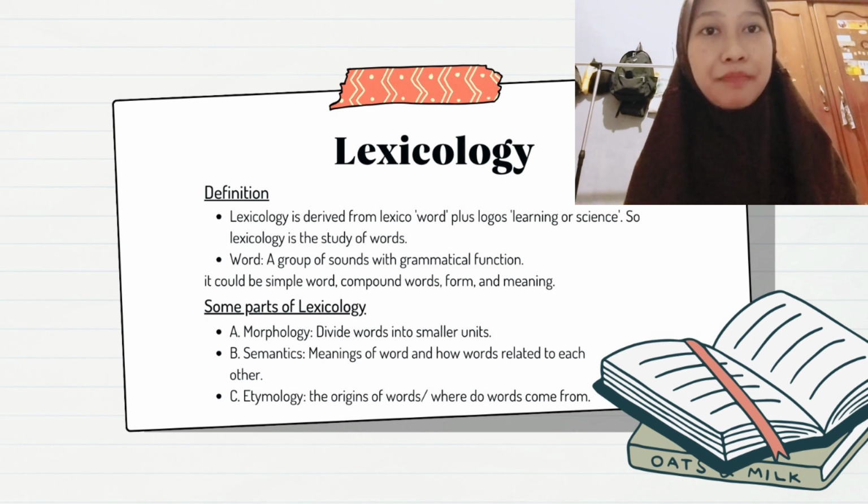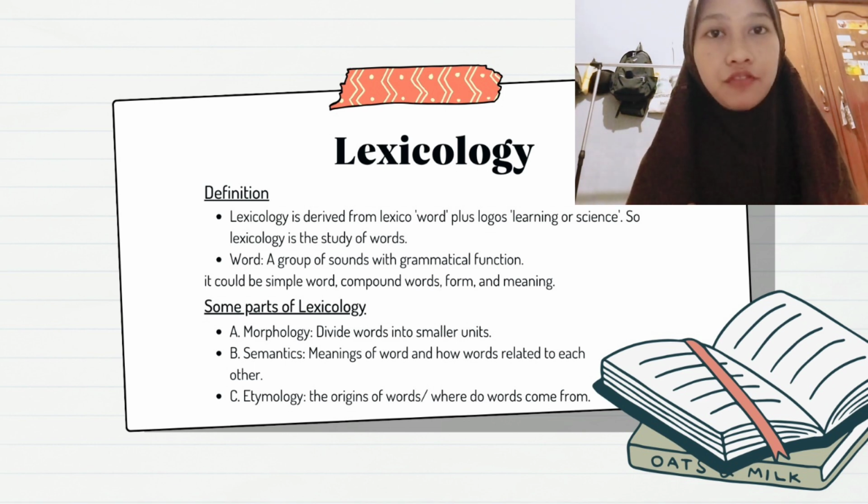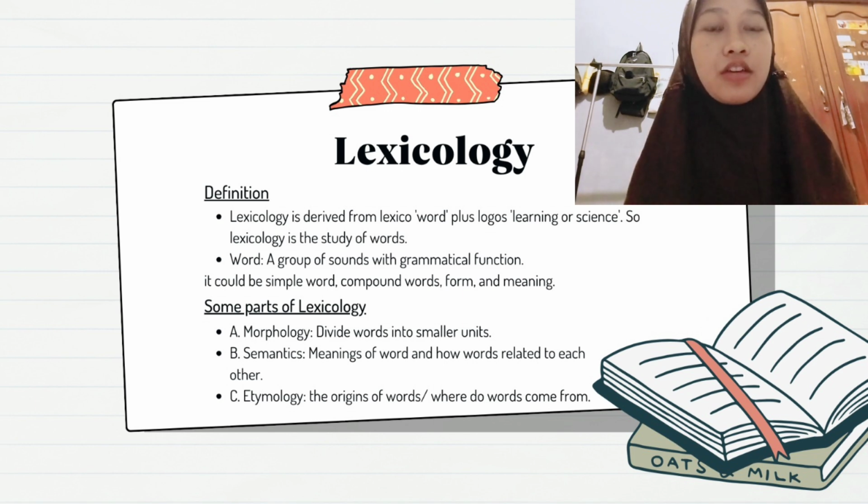And then next is semantics, which has to do with the meanings of words and how words relate to each other. Then the last is etymology, the origins of words, or where words come from. For example, Kholillah is from Arabic, inshallah, meaning if God wills.